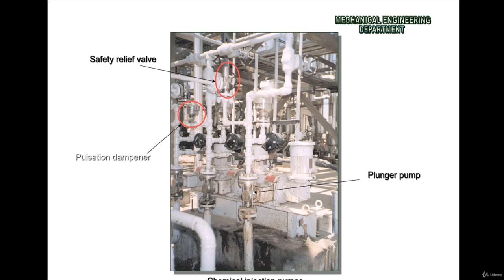And besides the pressure relief valve is a pulsation damper. The pulsation damper is to dampen the fluid and to save. What is the pulsation damper's main function? It is to reduce fluctuation in the line, reduce the vibration in the line.